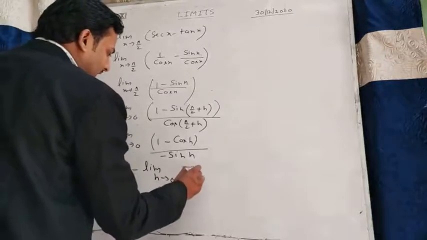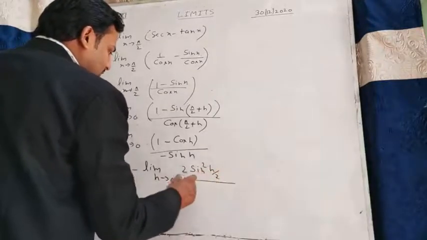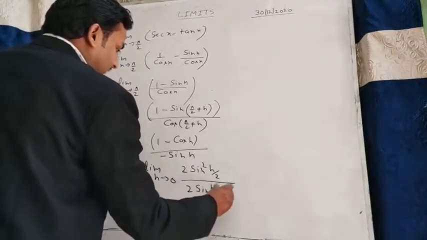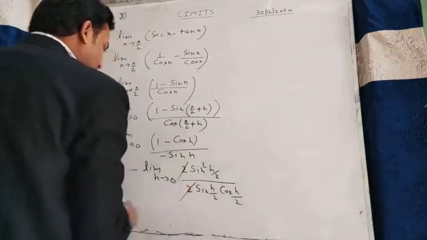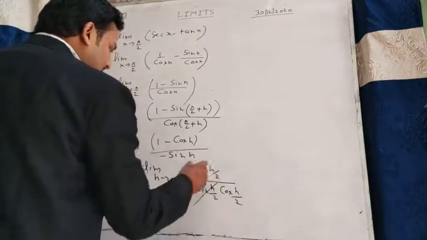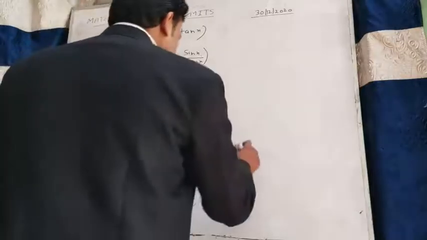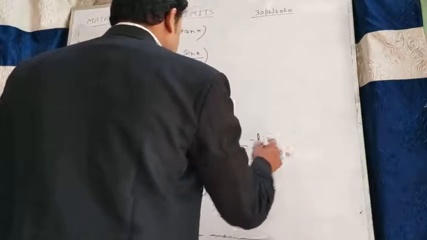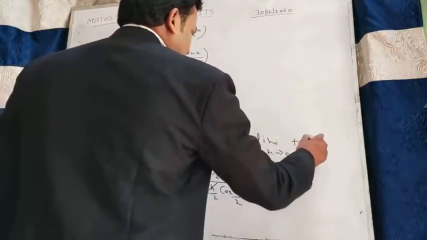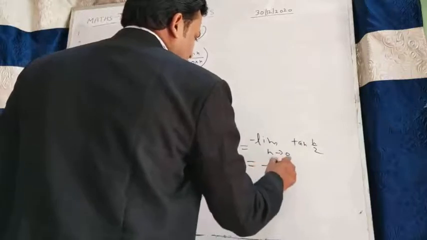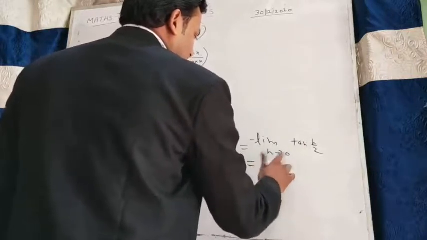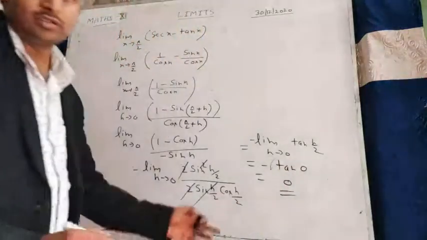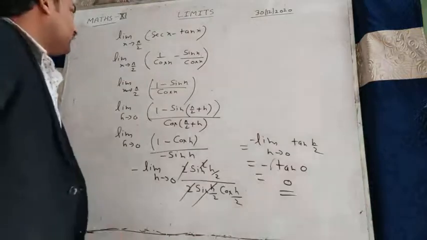and this 1 minus cos h we can write, student, 2 sin square h by 2, and this sin h we can break as 2 sin h by 2 cos h by 2. This 2 and 2 will reduce from here, and this part is cancelled, and we are getting limit h tends to 0, and this is tan h by 2. Now student, we are putting the value of the limit, we get tan 0, which is equal to 0. Okay student, so let's see once again.